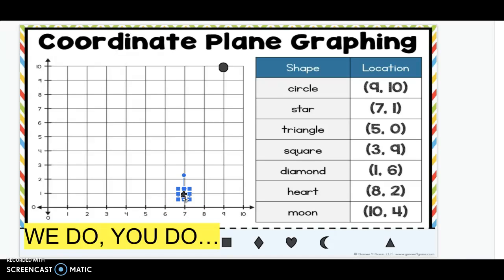Don't get mixed up and go up over. That's a common mistake. Don't get mixed up and go up over. Okay, go over and then up. All right, we will probably do a couple more together. But for time's sake, I'm going to stop for a second.